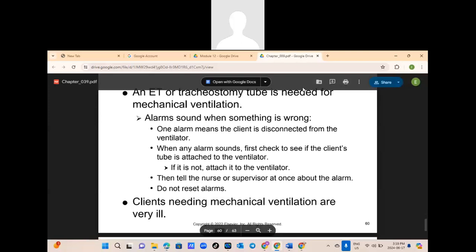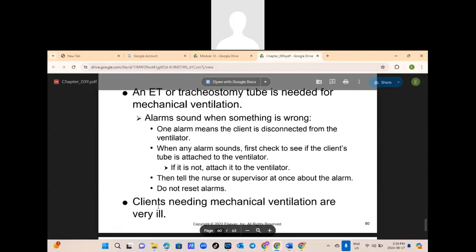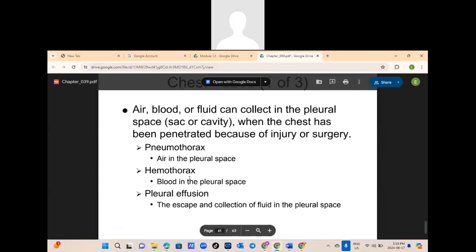So this is good for those of you who are willing to work in acute care, for example, or maybe in a home too. They have tracheostomy, right? So you have chances to encounter this. Clients needing mechanical ventilation are very ill, so pretty much they are in the acute setting.